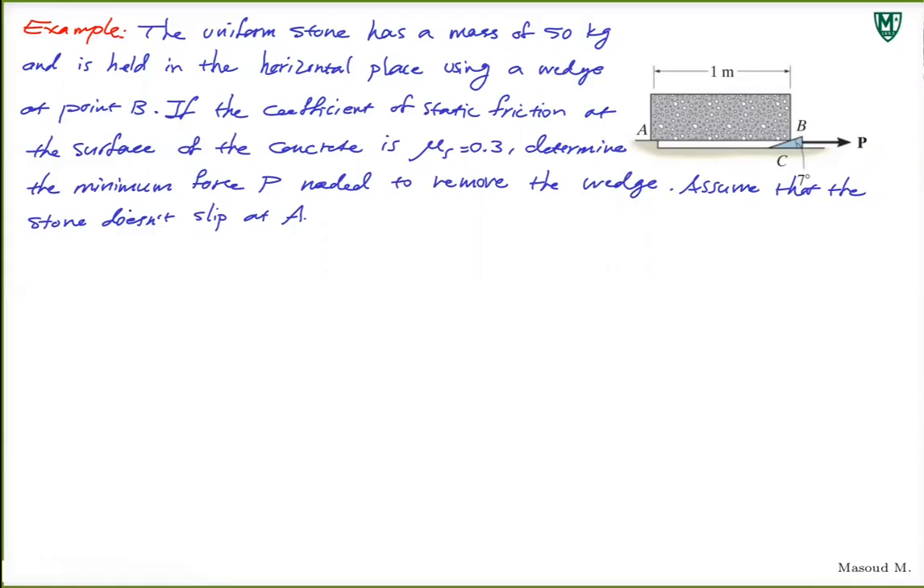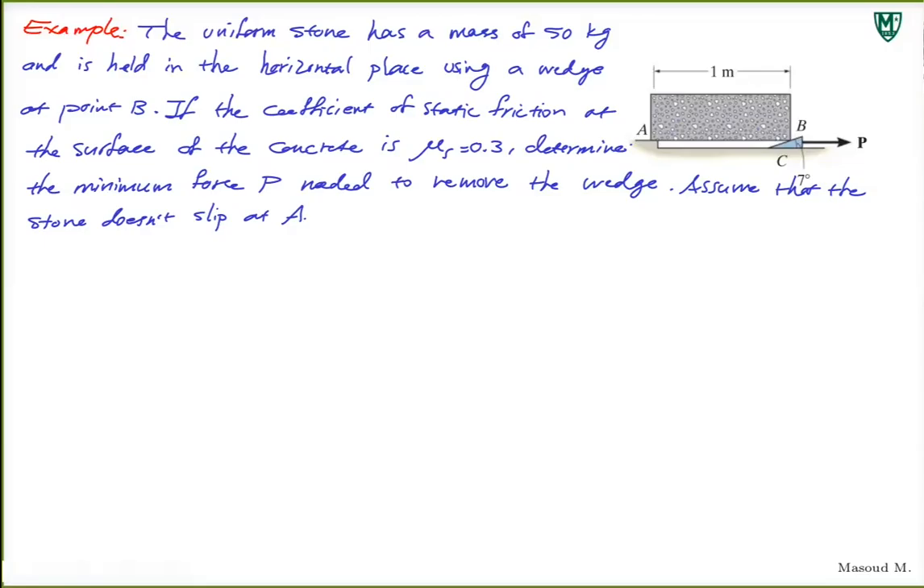So this is important. When you pull this wedge P, this stone is not going to start sliding on the surface here. The static friction would be enough to keep it there while we're pulling this wedge out. All right, so let's take a look at the free body diagram, see what we have, what we don't have, and how we can deal with this.